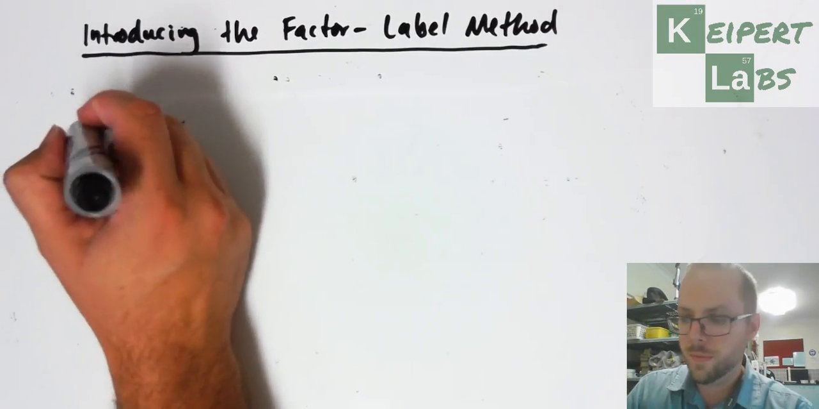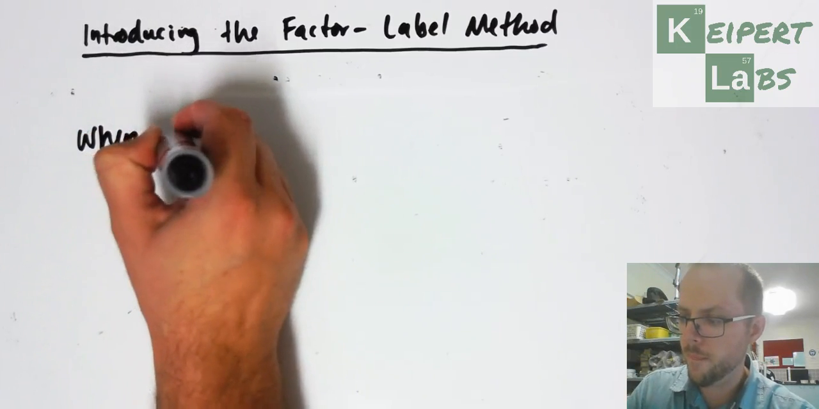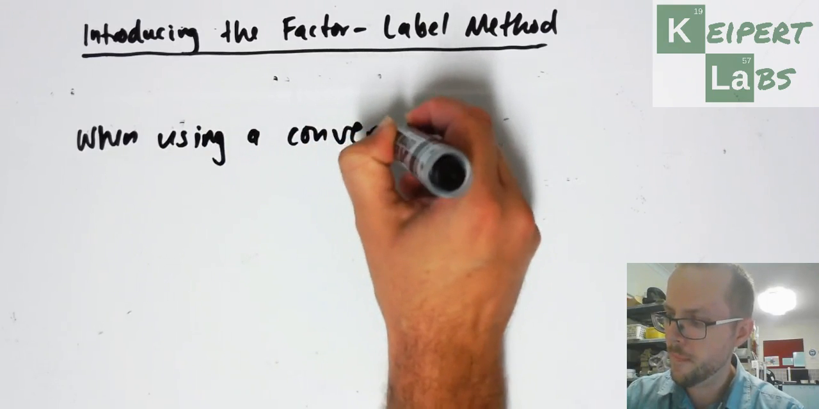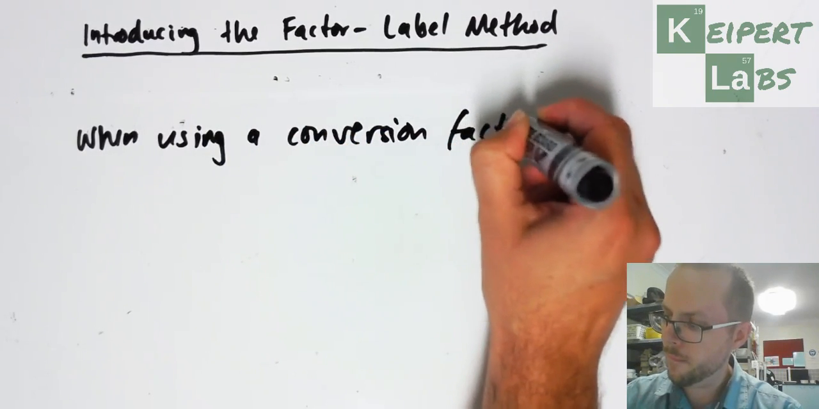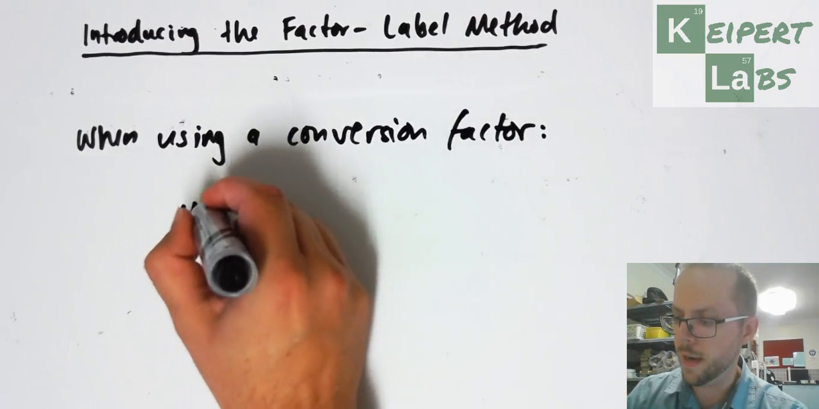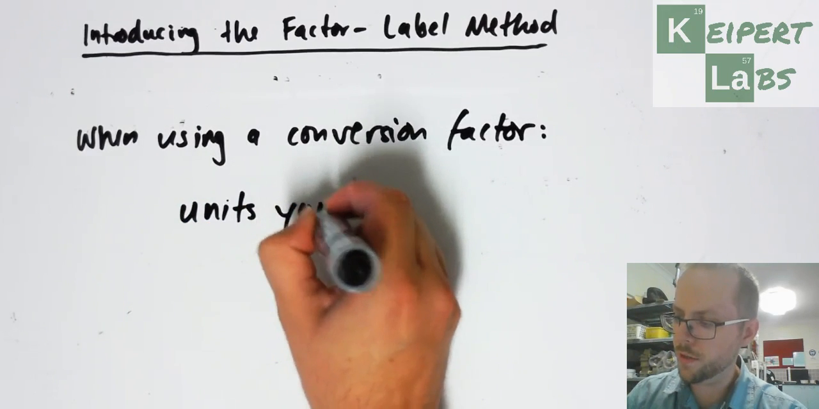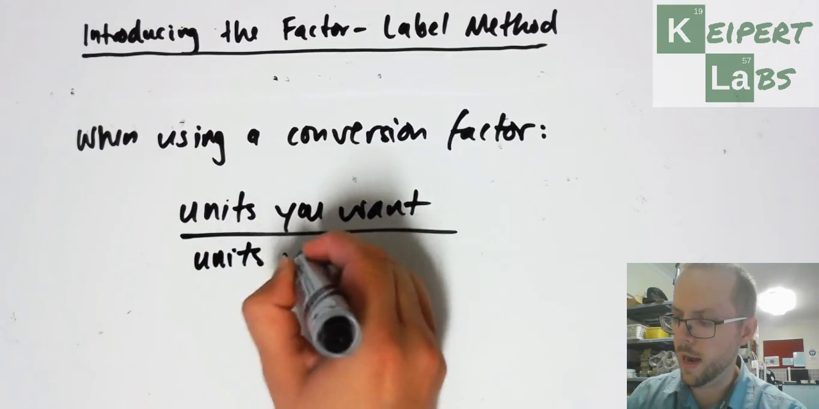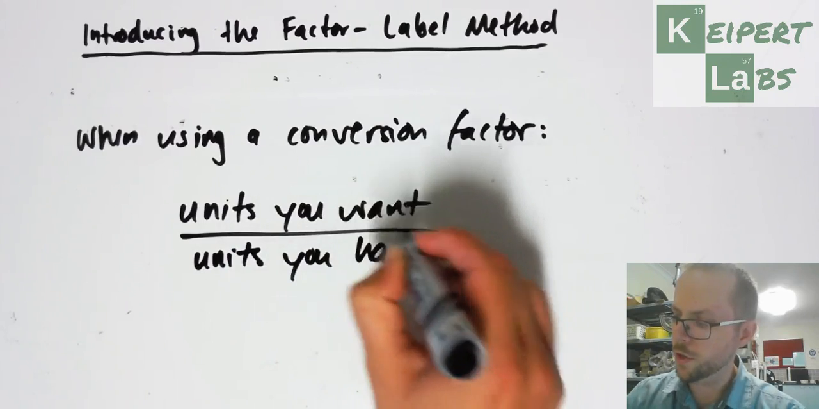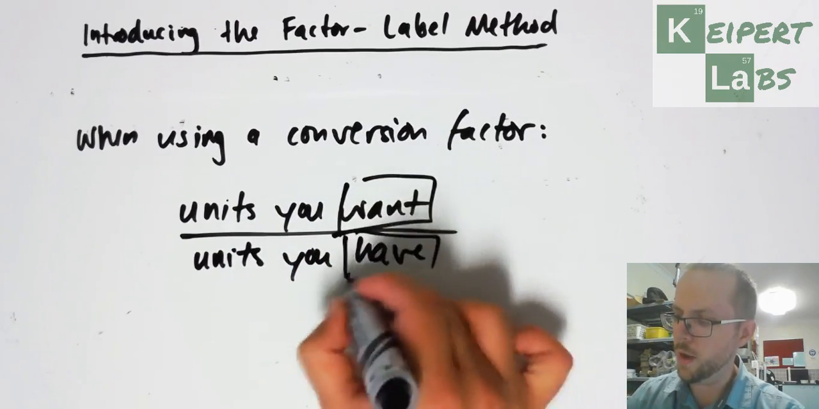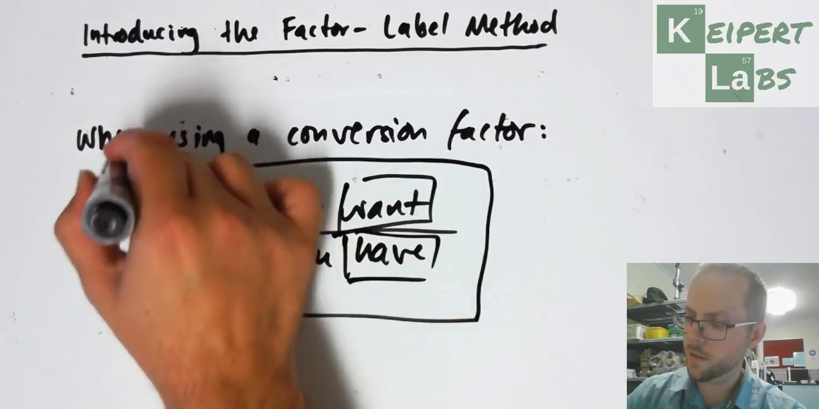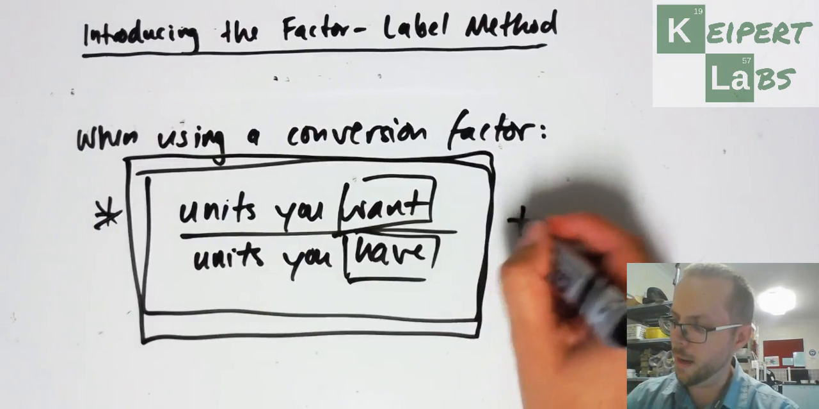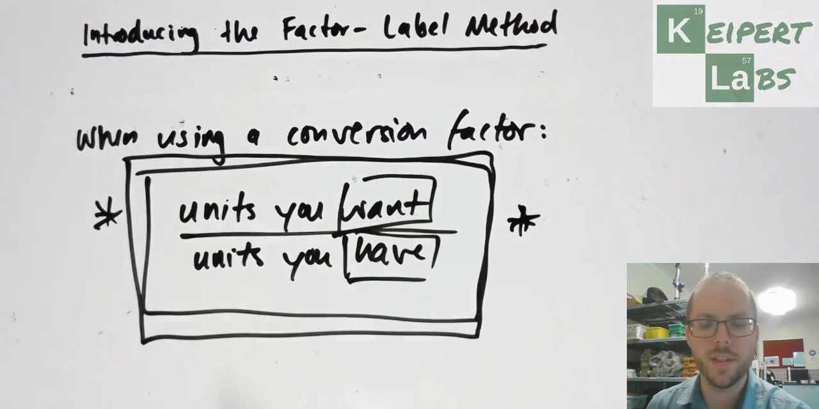Okay, here we go. When using a conversion factor, you do the one that has the units you want divided by the units you have. So what you want over what you have. Put a big box, multiple highlights, asterisks if you need to. Make it really pretty, make it really obvious so that you can remember this process.